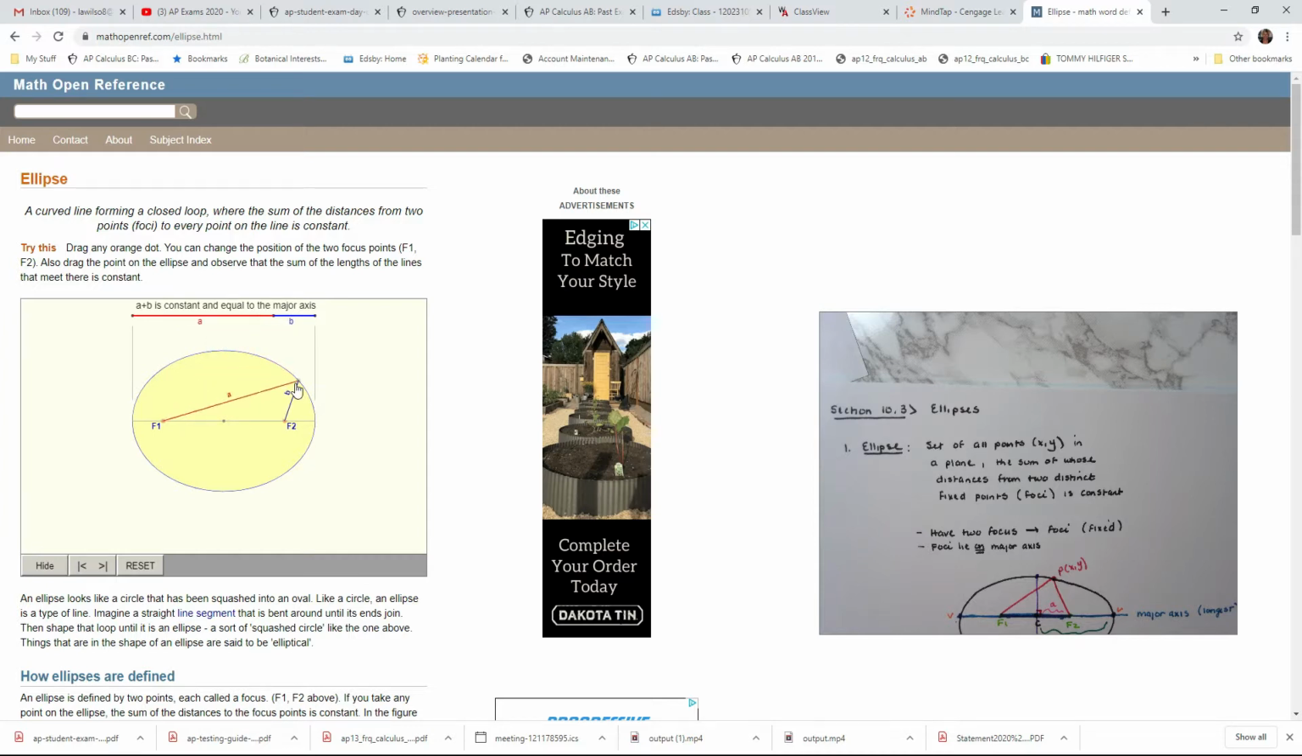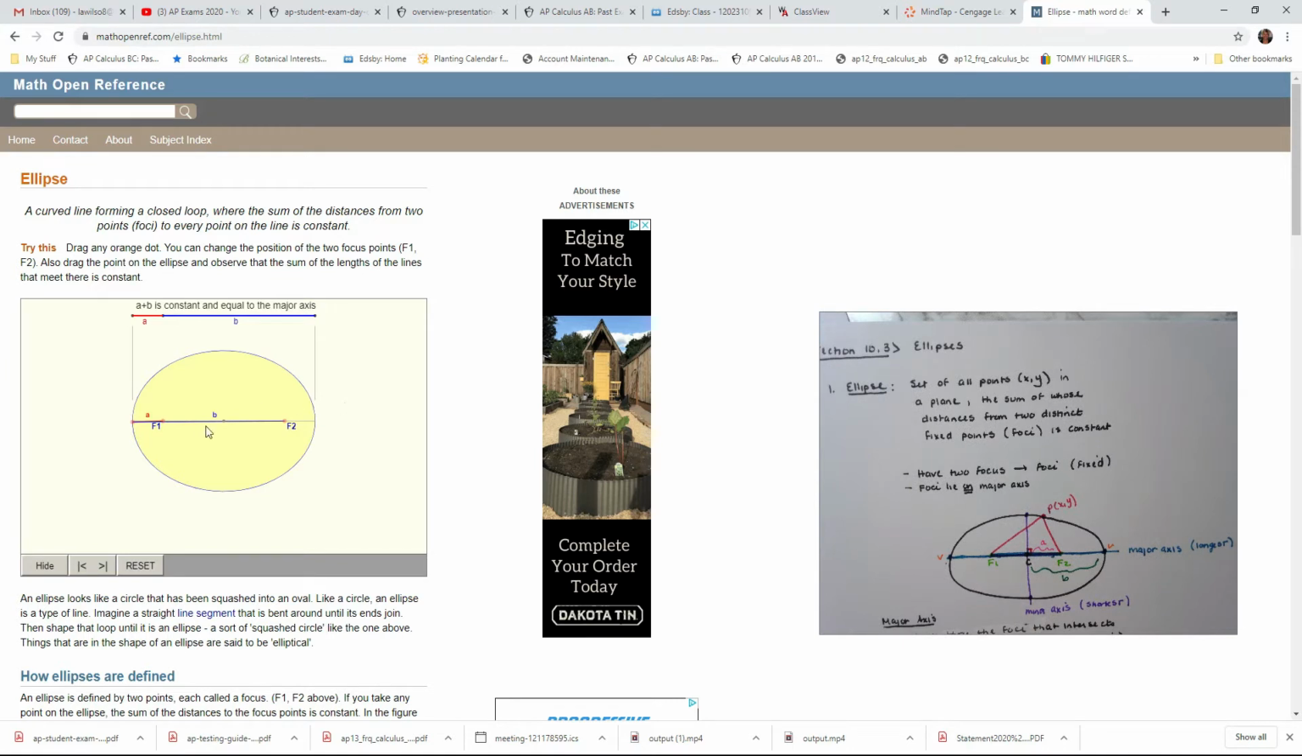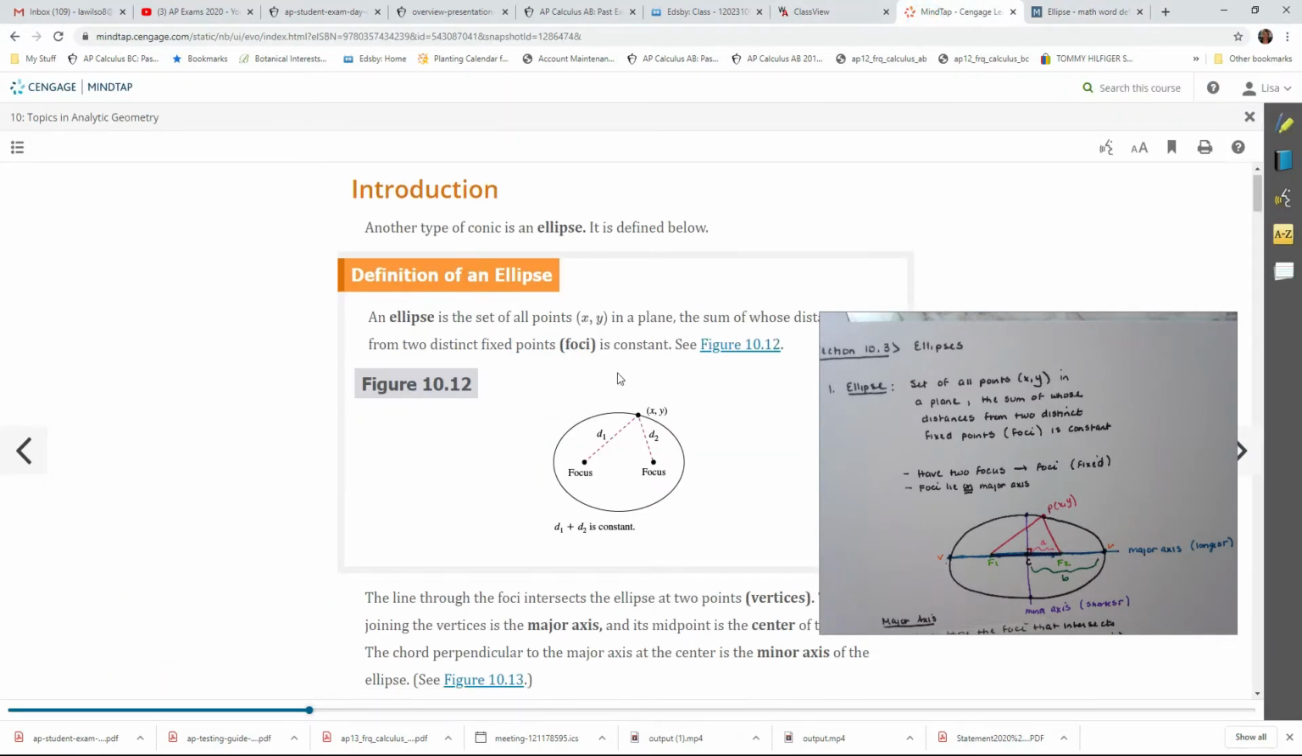No matter what, if I add this length to this length, I'm going to get the same number. Maybe it's 10. If I choose this point here and I add this length to this length, I'm going to get a 10. If I choose this point here and I add this plus this, I'm going to get a 10, and so forth. So the sum of the distances from the foci is a constant. It's the same number. And again, we have two focuses, which are called foci, and the foci lie on the major axis. You're going to have a major axis and a minor axis, and on the major axis is where the foci lie.